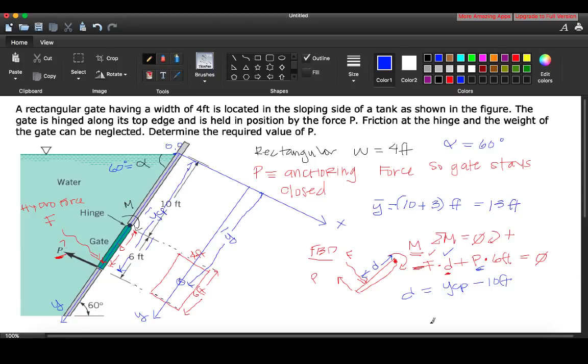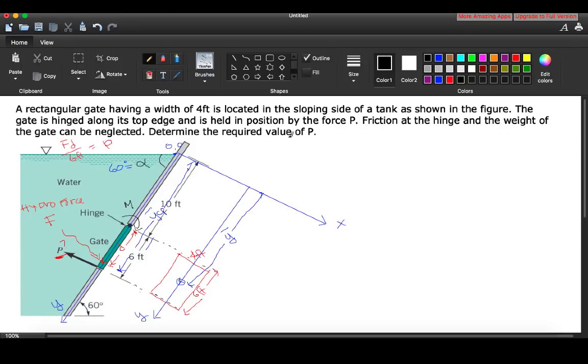Okay? Now we have the ability to solve for D to get P. So if we rearrange this equation a little bit, it's going to be FD divided by 6 feet is equal to that force acting at the bottom of the gate. So let's write that over here because I'm going to need that equation. FD over 6 feet is equal to the force. Okay, just deleted some things to make some space, so let's move on.